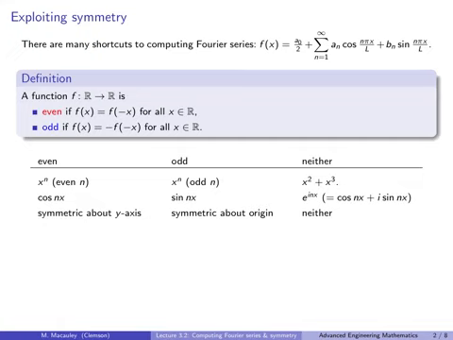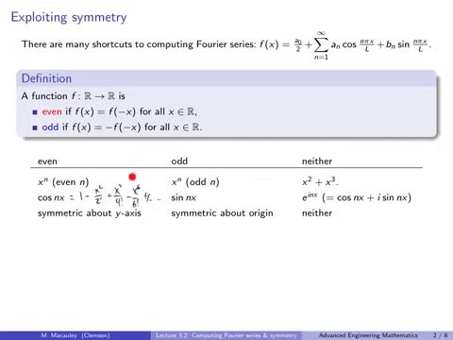And even more than that, the reason why functions like cosine of nx are even is because their Taylor series are comprised of only even powers of x. So cosine of nx, if you recall, is 1 minus x squared over 2 factorial plus x to the fourth over 4 factorial minus x to the sixth over 6 factorial plus minus etc. And sine of nx contains only odd powers of x.